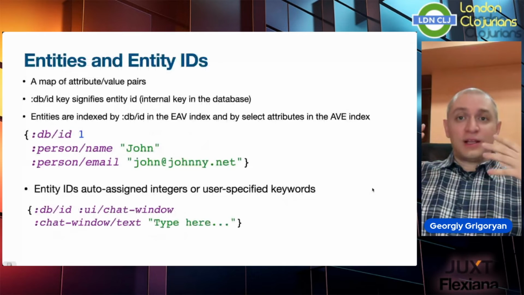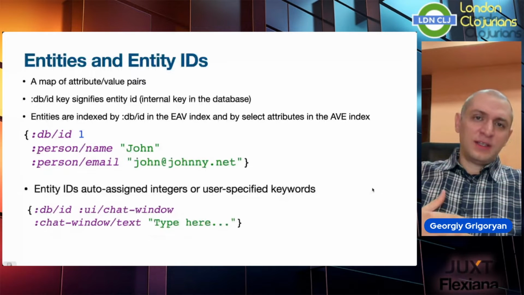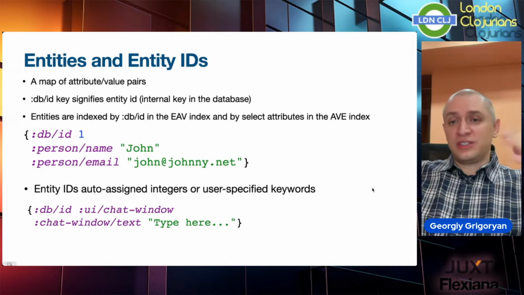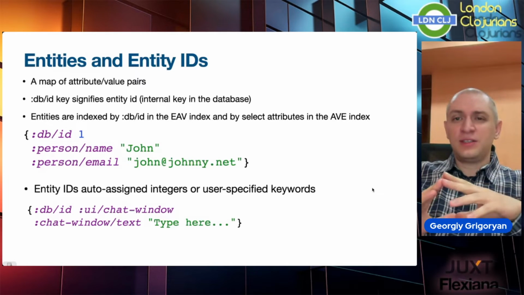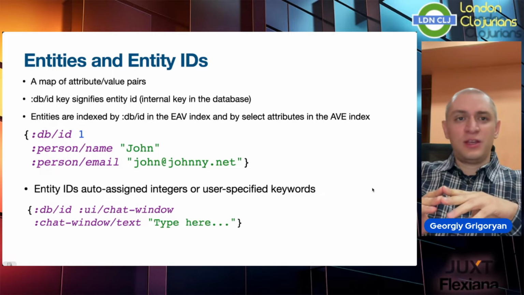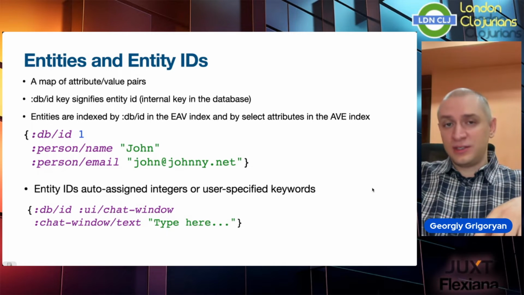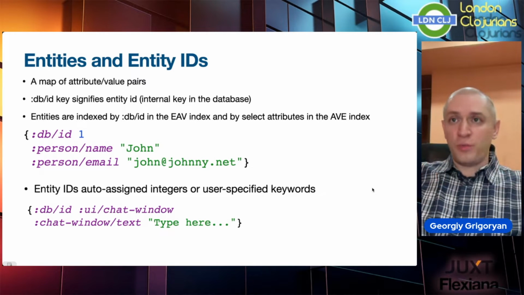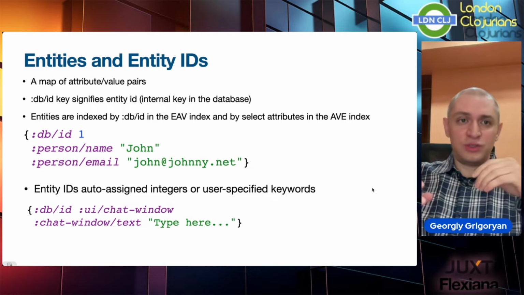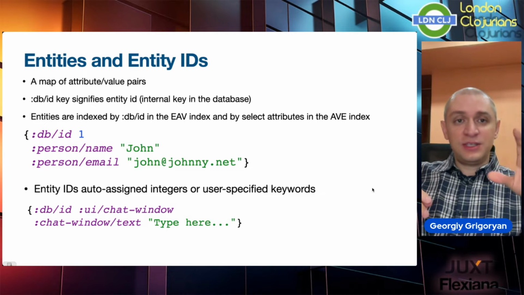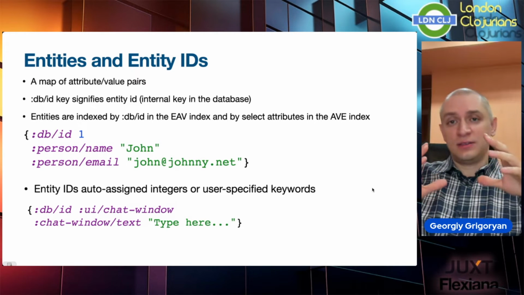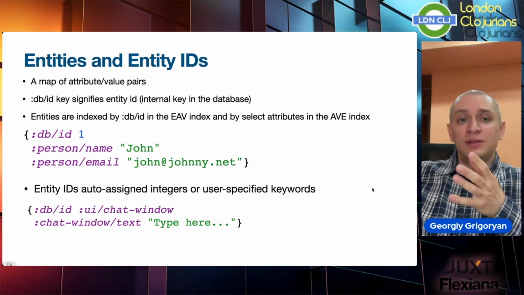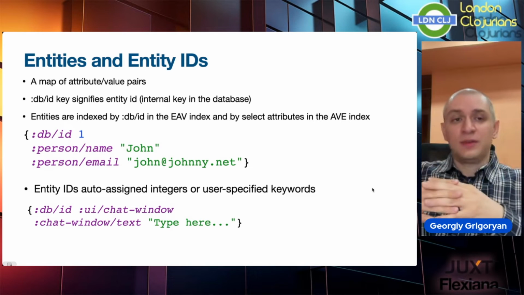Okay, so let's take a step back. I've been referencing Datomic and DataScript, and maybe some of you don't know what this is. So let's just cover a couple of the basics, just so we're all on the same page. What's an entity? What's an entity ID? So an entity is just a map of attribute value pairs. It's an open map. You can put any attributes in there. But there's a special DBID key that signifies the entity ID for that entity. And that's your internal database key, basically, like a primary key.